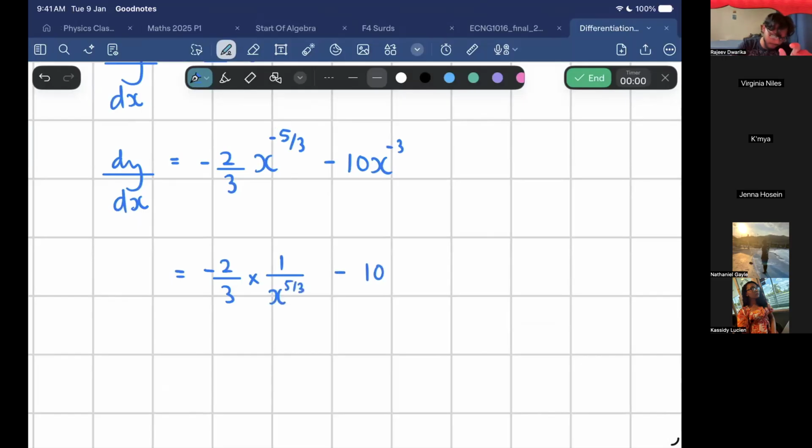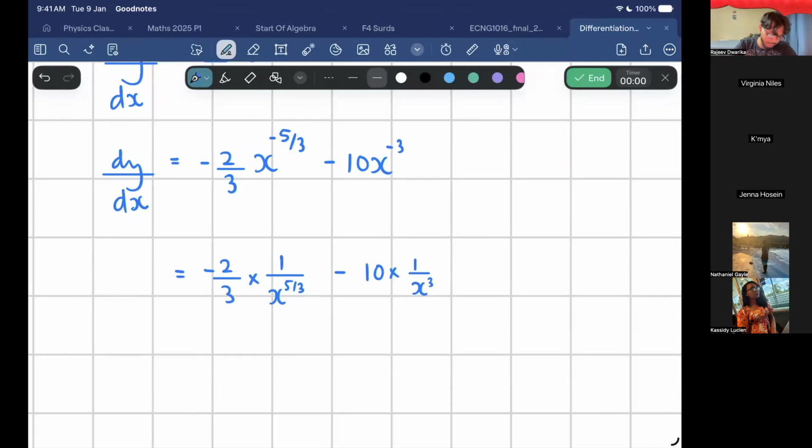Over here you have minus 10, and they multiply that by x to the power negative 3. Cassidy, what's x to the power negative 3? Yeah, 1 over x to the power 3.